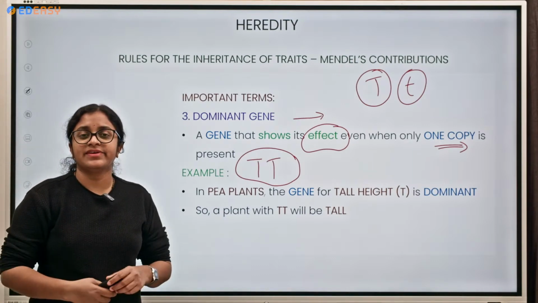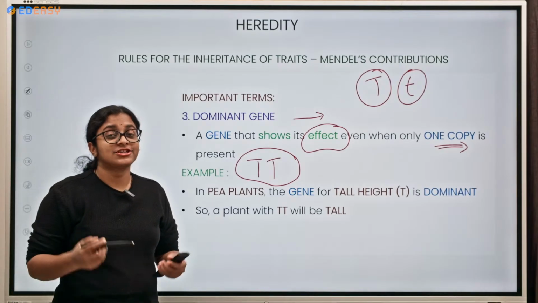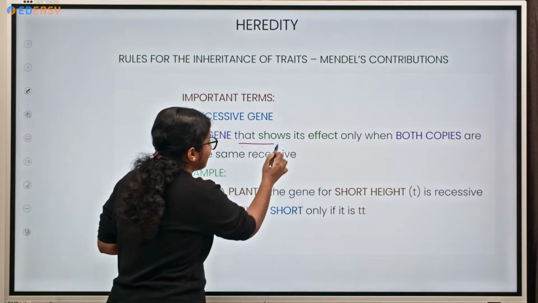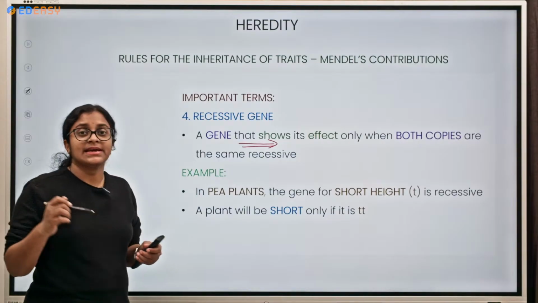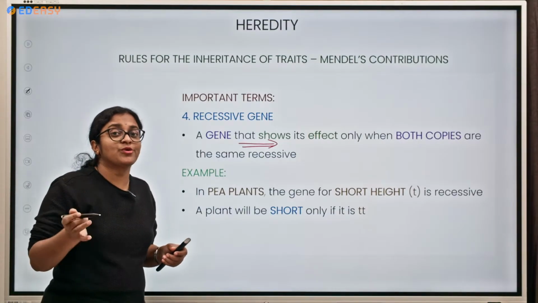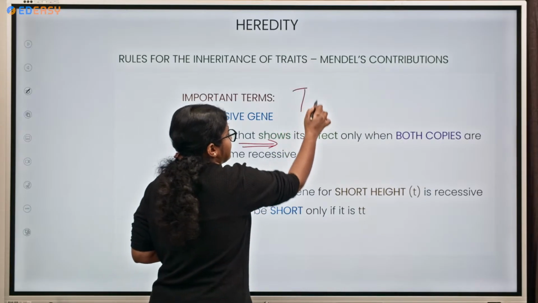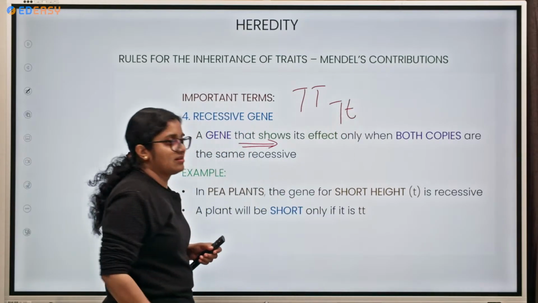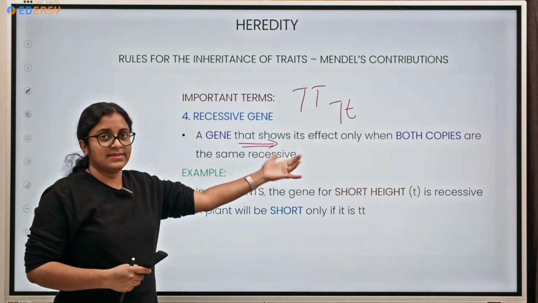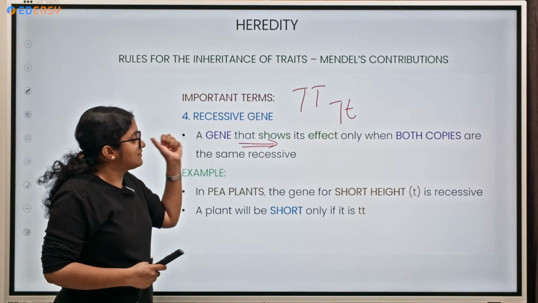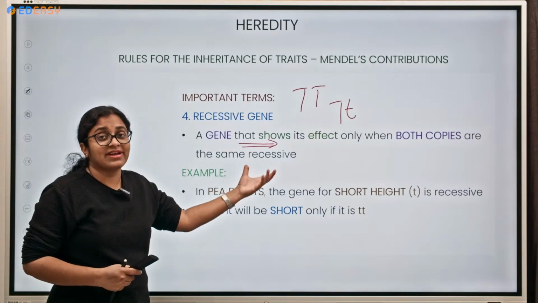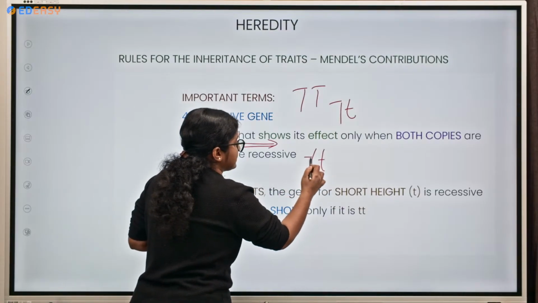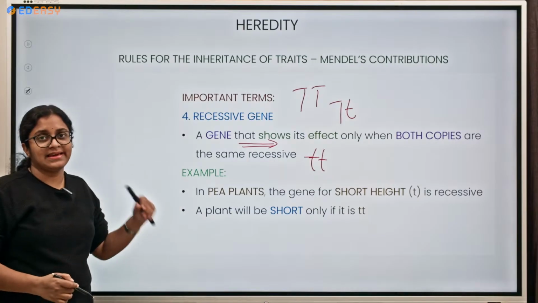Yeah, thank you. So we have been understanding about the dominant gene, right? Then what about the recessive? The recessive shows its effect only when both the copies are present. For a dominant gene to show its effect, it can be both capital T, or one capital T and one small t, it is fine. Small t again represents the recessive trait. So if a recessive gene is showing its effect, it should have both the copies, small t, small t. Then only it will correspond to short height.